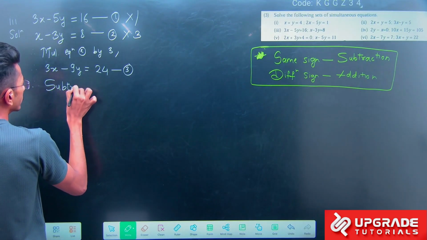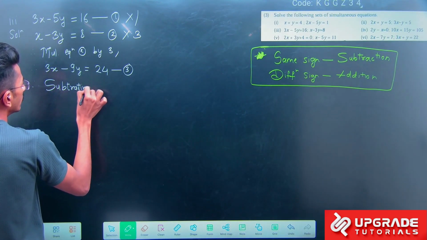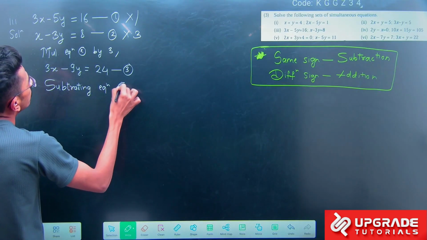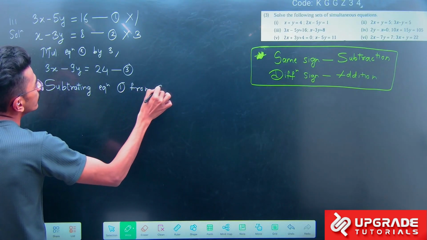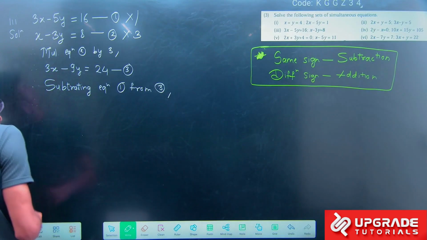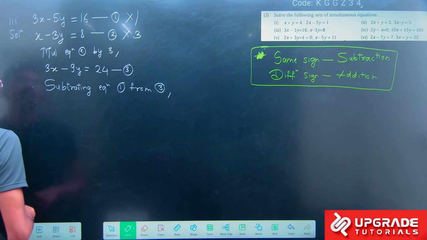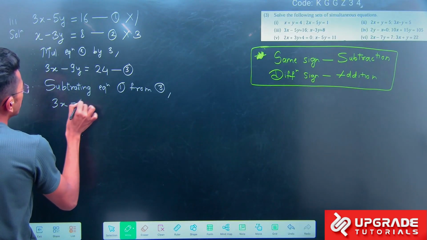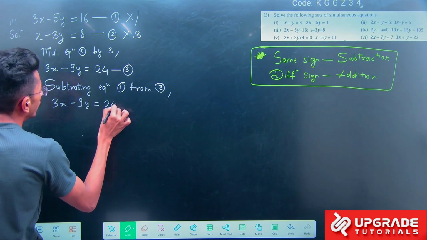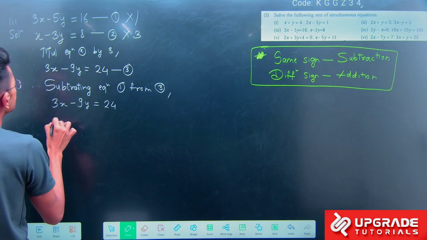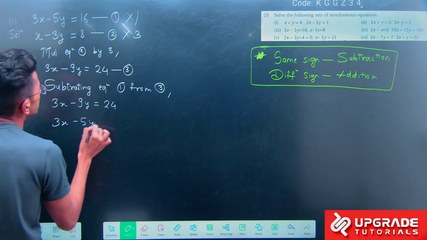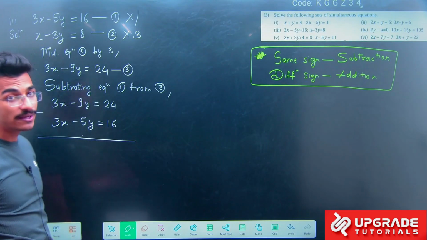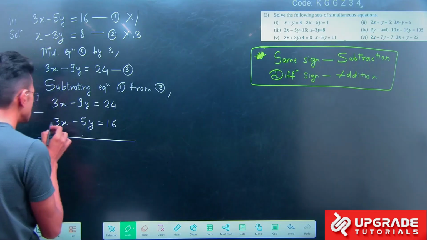Subtracting equation number 1 from 3. Always keep in mind, when you write subtraction, add the word from. तो equation number 3 कौन सा है? Okay, 3x minus 9y is equal to 24, and which is equation number 1? 3x minus 5y is equal to 16. I am subtracting. So when you subtract, the sign of the equation below changes.